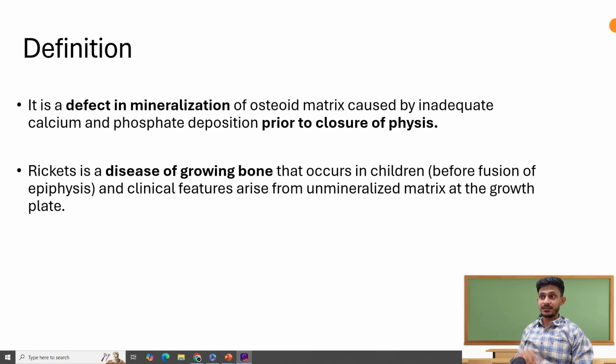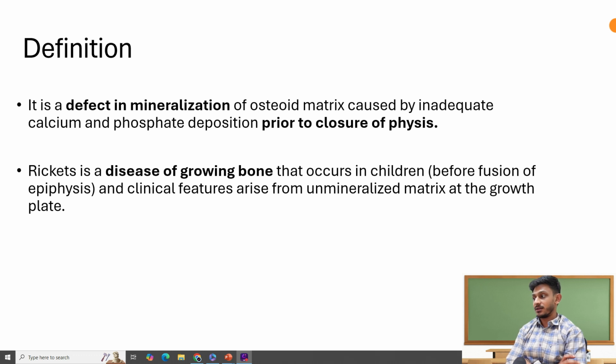It is a defect in the mineralization of osteoid matrix caused by inadequate calcium and phosphate deposition prior to closure of the physis. I repeat, prior to closure of the physis. It is a disease of growing bone.